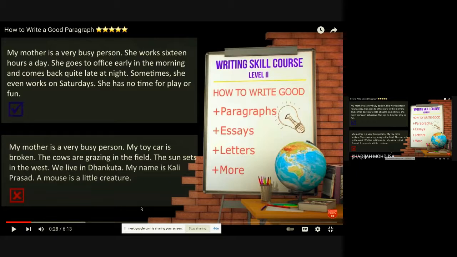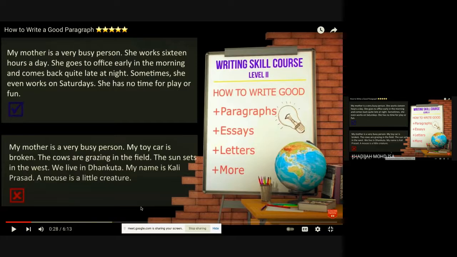The first sentence says that my mother is a very busy person, and all the other sentences after that give you information on how busy the mother is. So this is one whole paragraph that talks about one thing only, the busy person. The first sentence talks about the mother being a very busy person, and the other statements that follow explain how busy the mother is.